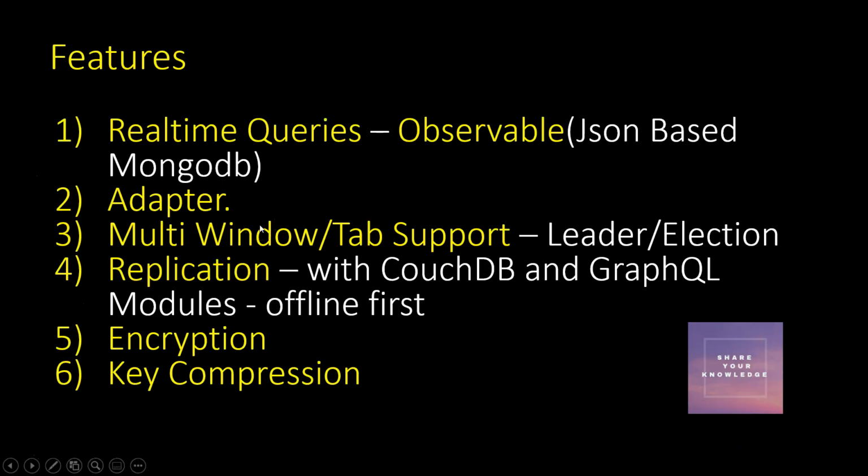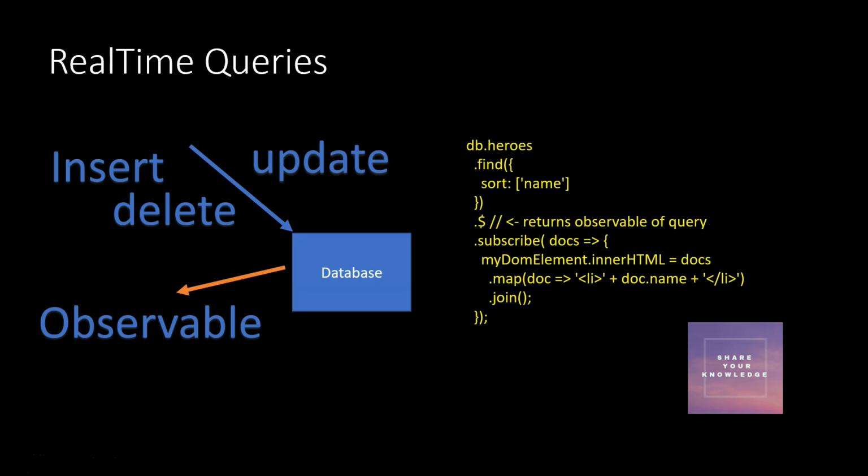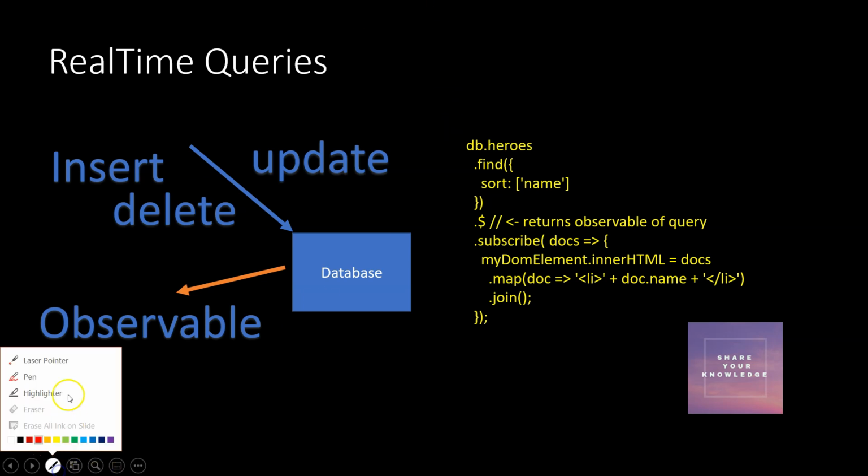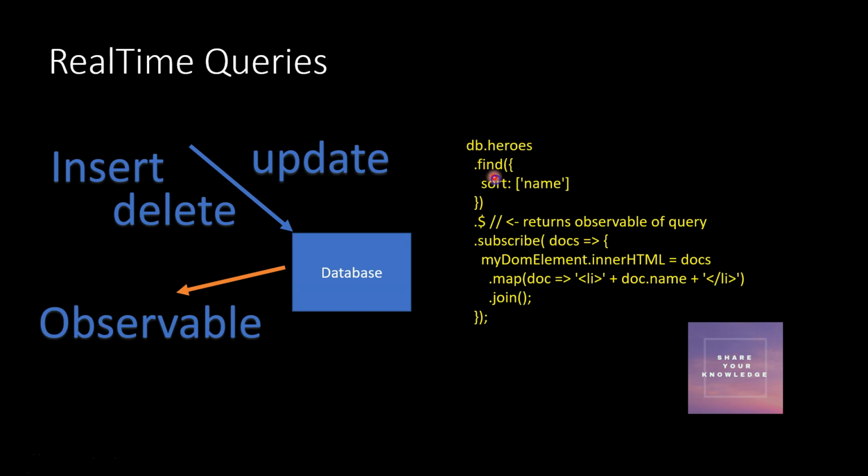So let's see each one by one. First, real-time queries. As I told you, here you see a query. It is more of a NoSQL DB, and the query looks similar to MongoDB, so that also you have to understand. In the case of a conventional database, you have to query every time you want the latest data. But in the case of RxDB, the dollar sign provides you an observable.